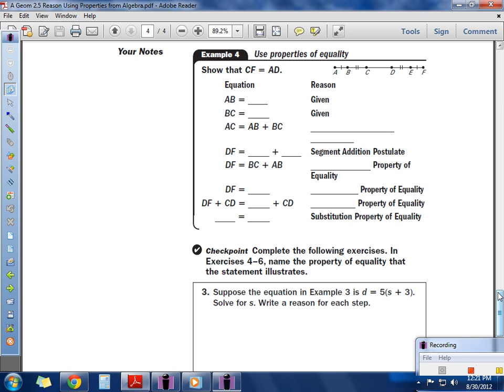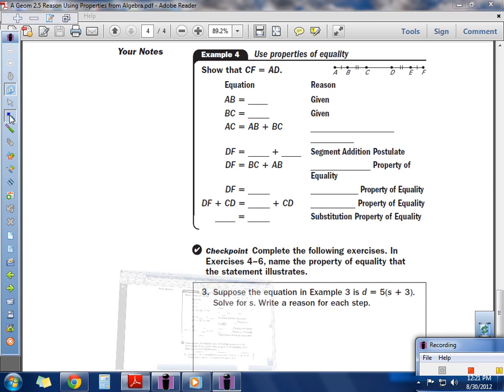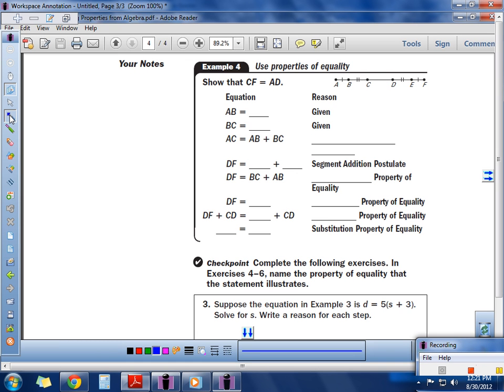This one has a lot more steps than I would have liked to see, but it has some really good content, and you have seen all of these reasons that we'll be using. It's just applying it to this geometric situation. What we're going to start off first is we're going to read the question. It says, show that CF equals AD. That is our goal. And usually when you're trying to prove something, that will be your last little statement.